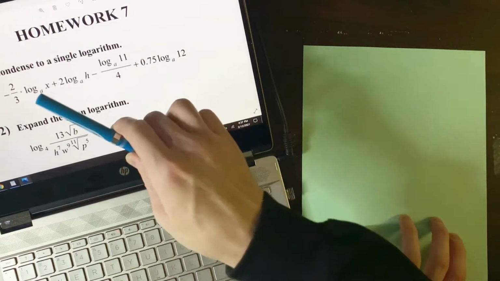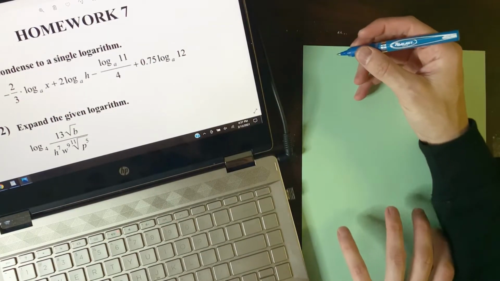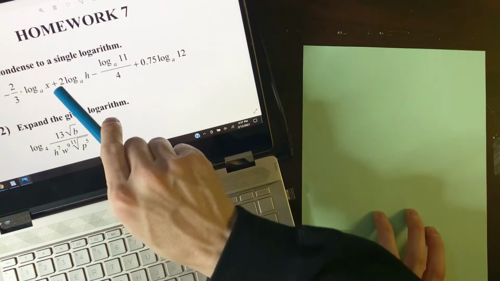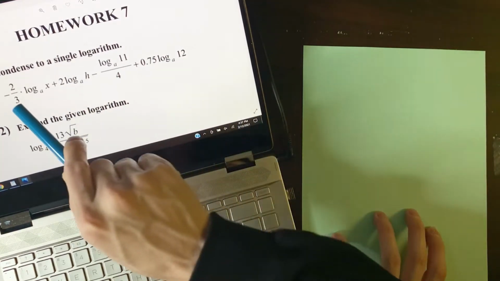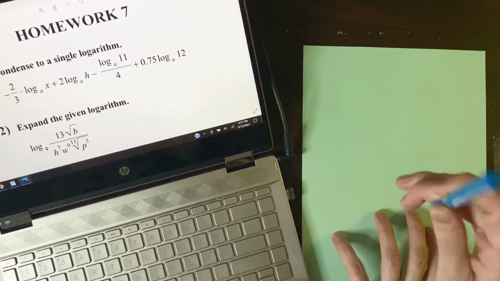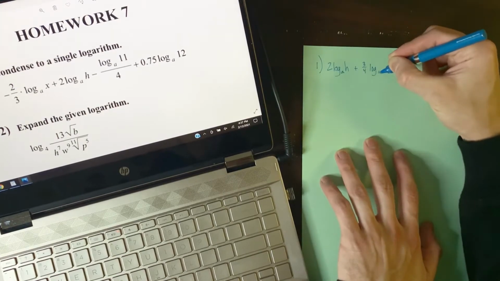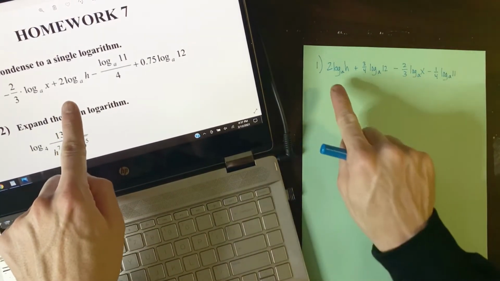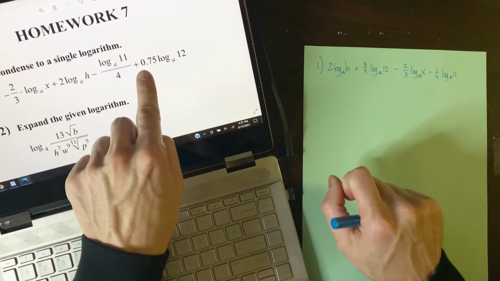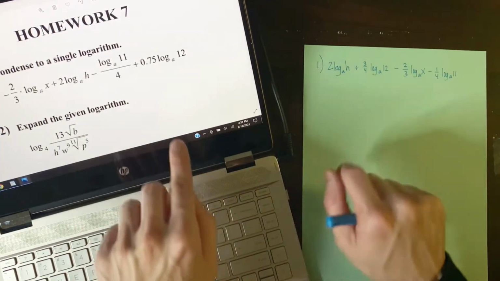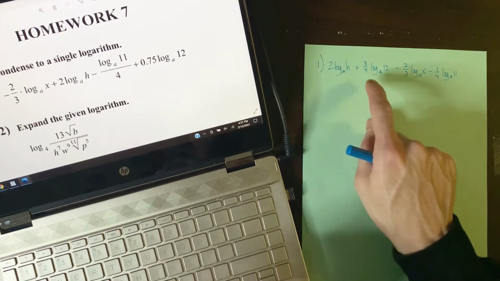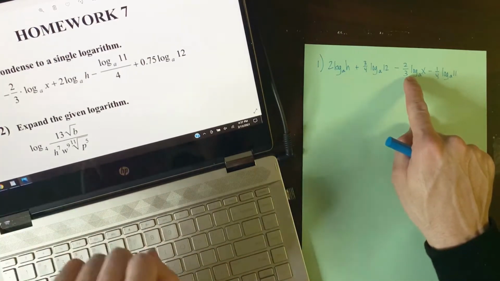So taking a look at number one here, I think the first thing that I would do would be to write the positive pieces in the front and then write the negative pieces in the back like this. So let's see, I put that first in the front and then that one's positive, so I put it there, but instead of 0.75, I just said 3/4, same thing. And then that one there, the negative 2/3 is there.